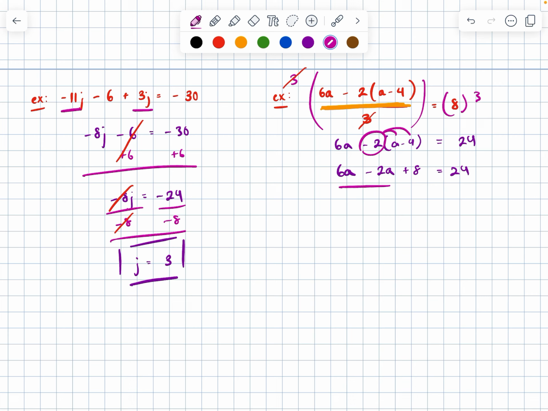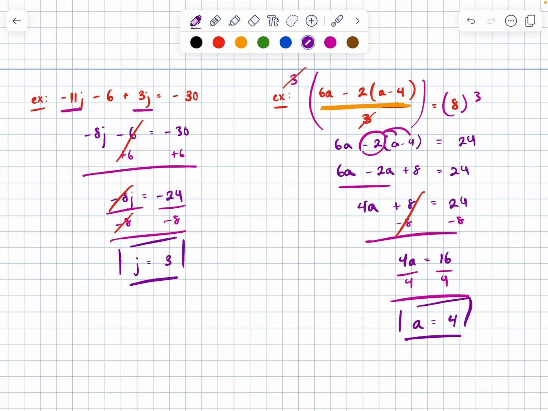Well, if you're not thinking that way, which is totally fine, you might notice, well, 6a minus 2a, I can do something with that. Let's turn that into 4a. 6 minus 2 is 4. Carry down my plus 8 equals 24. And then from here, I've got plus 8. Well, let's subtract 8. Reverse order of operations. These friends undo each other. 4a equals 24 minus 8, which is 16. And then here, divide both sides by 4 to get a by itself. Last thing in the way, a is going to be 16 divided by 4, which is 4.